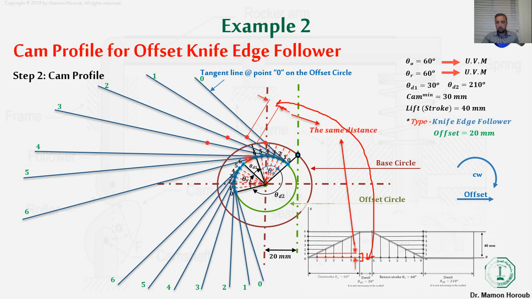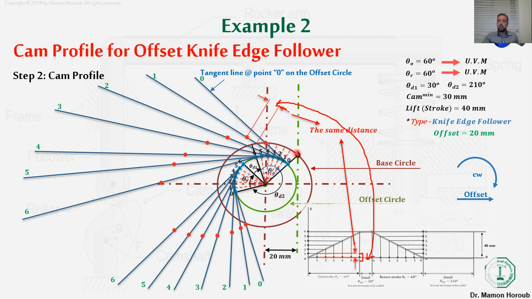So this is point number 2, 3, 4, 5, 6. And 6 should be here the same 6, then 5, 4, 3, 2 in the return stroke, and 0. 0 should touch the base circle, or else our solution will be wrong. So we start from the base circle, and we need to return to the base circle. As in the previous example, we started from the prime circle and we finished with the prime circle.